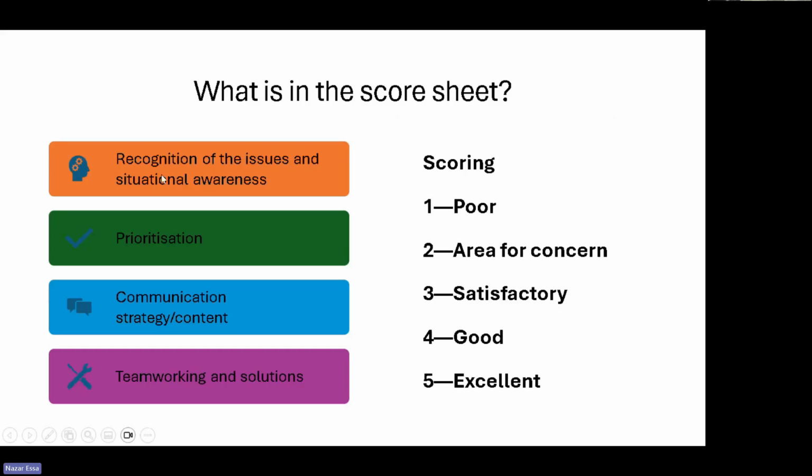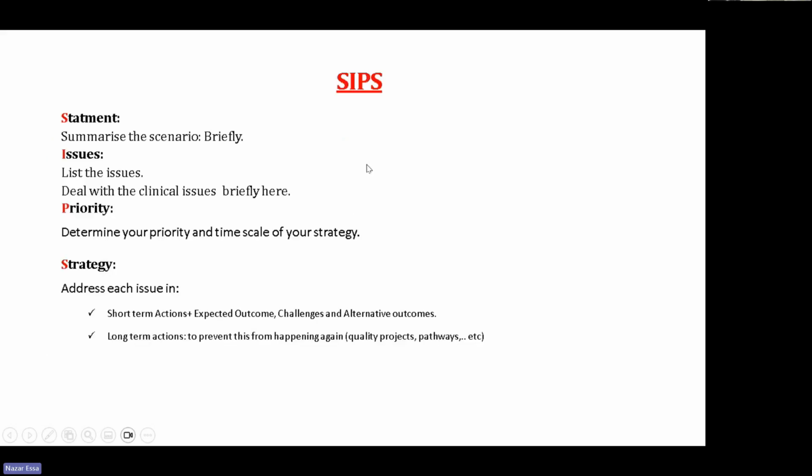Again, there are 4 domains you will be assessed on: recognition of issues and situational awareness, and this is the up-to-date component from 2024; prioritization as well, communication, strategy, content, and team working and solution. Each consultant will give you a score out of 5, then your final score in each domain will be out of 10, and the final score of this station will be out of 40.